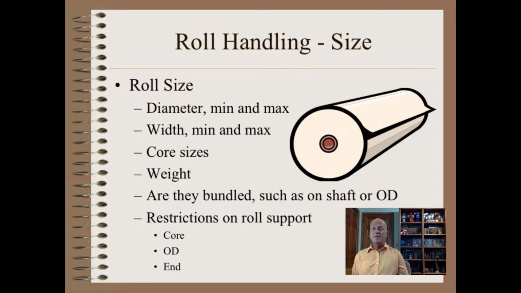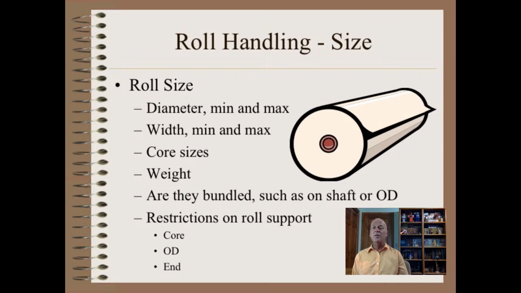Of all materials that move in and around your web machines, wound rolls will generally have the highest weights, rates, and volumes. The first set of parameters we need to know is the range of roll sizes that all elements in the roll handling system must be able to process.